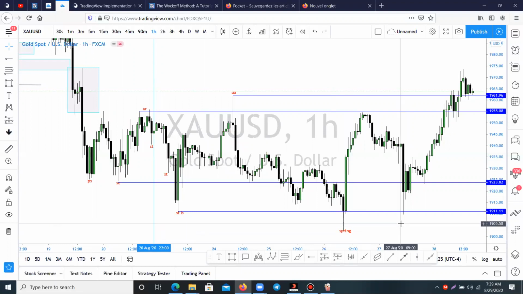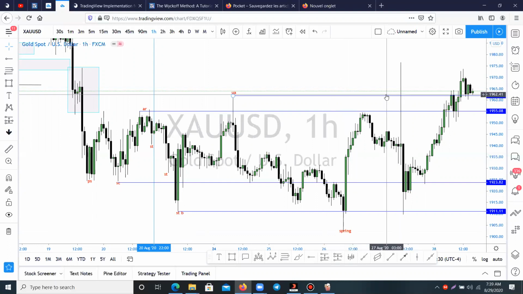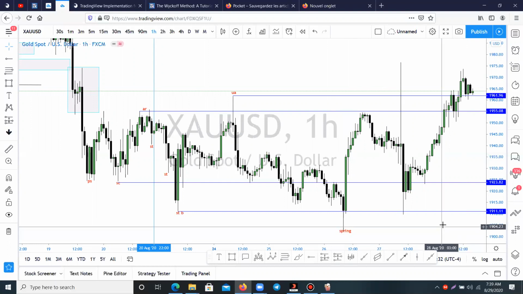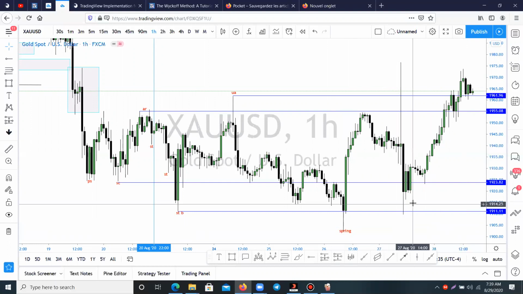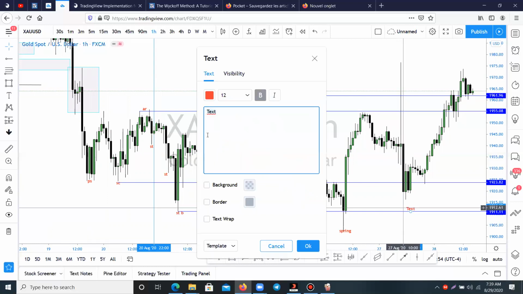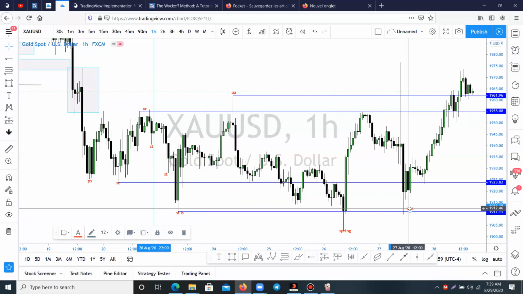After this, what is next? After the spring, we went up. Why not a test, this one? Why not a test that came to test the spring? Actually, yes, exactly. That is the test of spring, not LPS. This is a test because the market went up and returned to test this level.